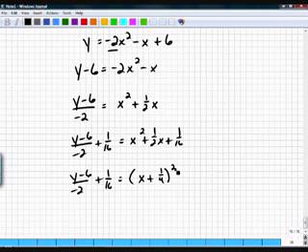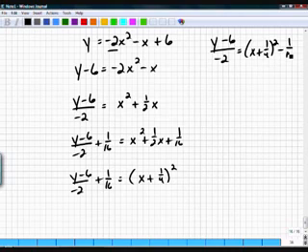Now we've got 2 more steps. We're going to move the 1/16 back over. Y minus 6 over negative 2 equals x plus a 4th squared minus 1/16. You add a 16th to both sides. Whatever you do to one side, you've got to do to both. Whatever you use to complete the square, you halve and square. You factor.